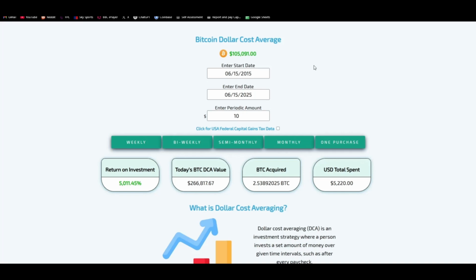So what happens if we change that to a monthly basis, for example? We can only spare $10 a month for the past 10 years. Seems pretty reasonable for the average person. So let's just simply click monthly. You would have spent $1,210. You'd have acquired 0.6 Bitcoin, which again is a fantastic amount of Bitcoin to hold at today's value. And that would actually be worth $63,000. Again, an approximate 5,000% return on investment. And no other asset is going to give you anything close to that. Not real estate, not gold, not the S&P 500.